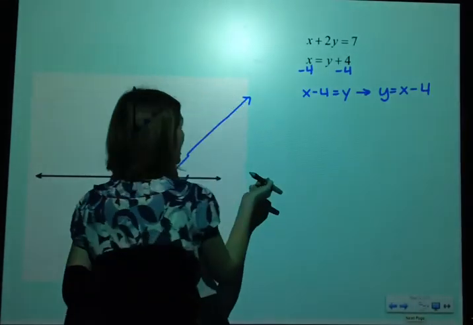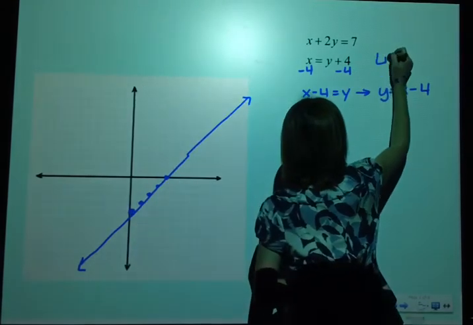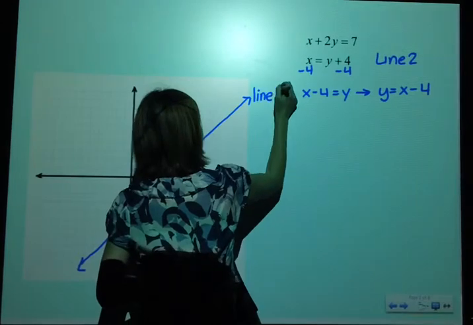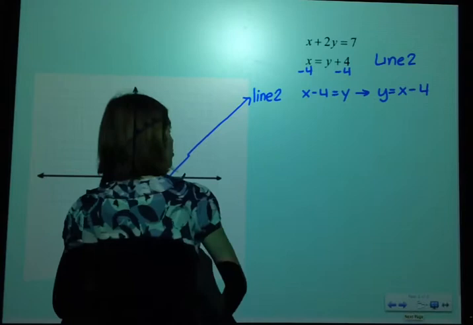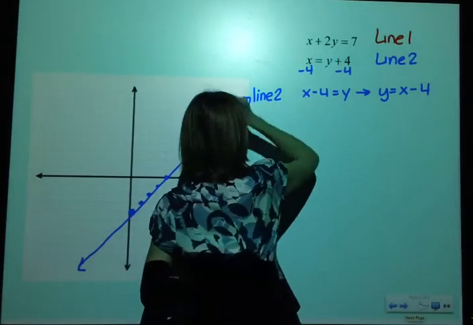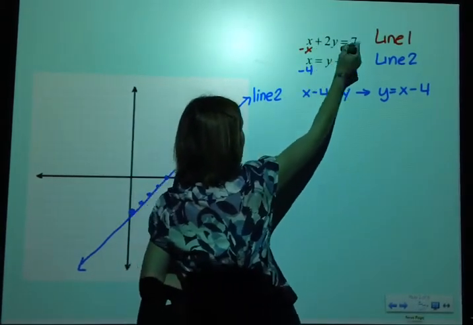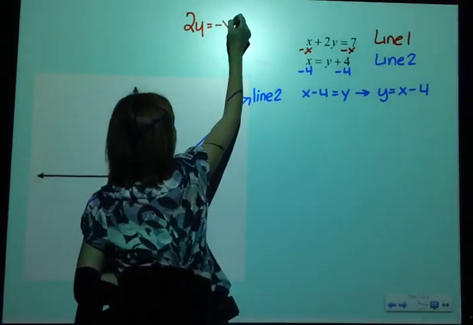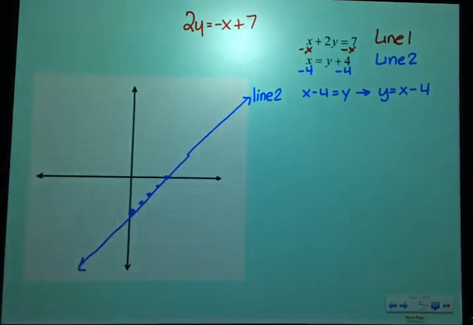Now, I do want to label this line. The way I like to label them, I'm going to say that this is line 2, the second one. You could also put x equals y plus 4 if you wanted to. Now, the other line I'm going to do in red, and I'm going to call that line 1. So let's do line 1. I should have probably done that one first. Putting it in y equals mx plus b, I'm going to subtract x, and so I get 2y equals negative x plus 7. Make sure you always put that x in the front. Sorry, I dropped something.